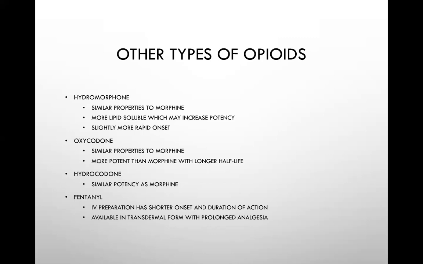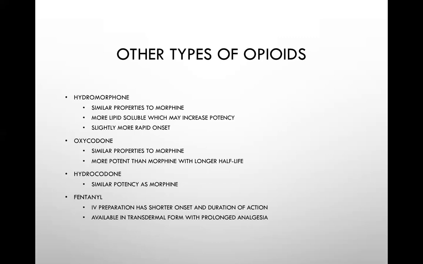So hydromorphone has similar properties to morphine. It's more lipid soluble. Therefore, they say that it may increase the potency and may slightly have a more rapid onset compared to morphine. Oxycodone has similar properties to morphine, but it's more potent with a longer half-life, and hydrocodone has a similar potency as morphine.